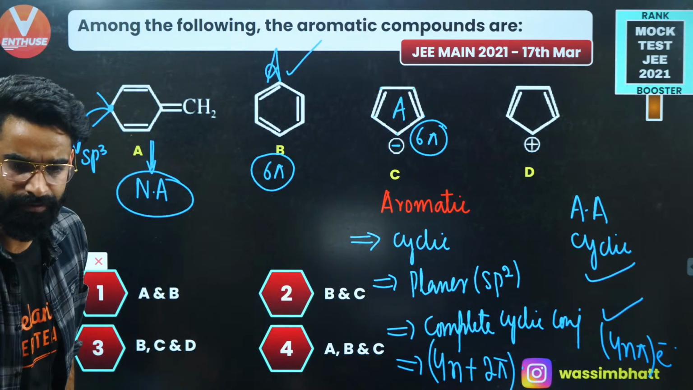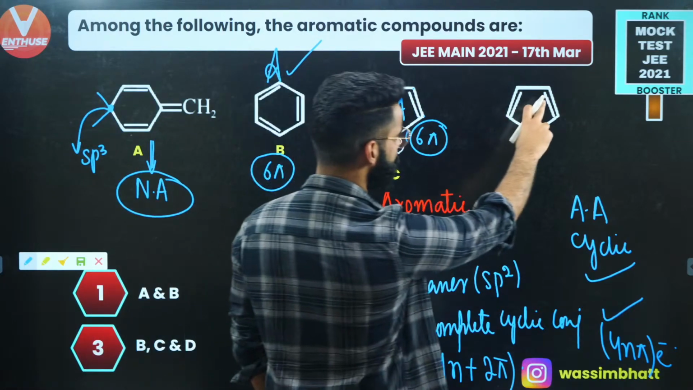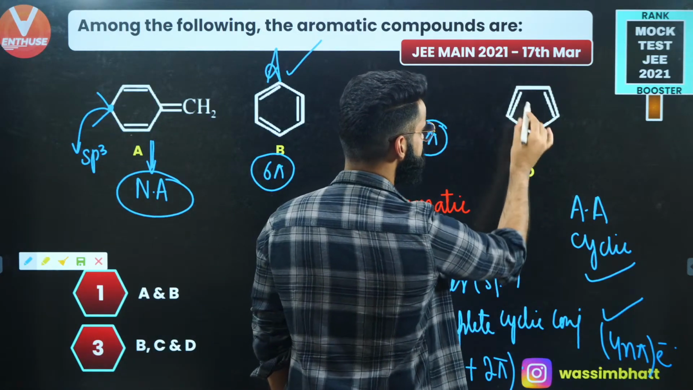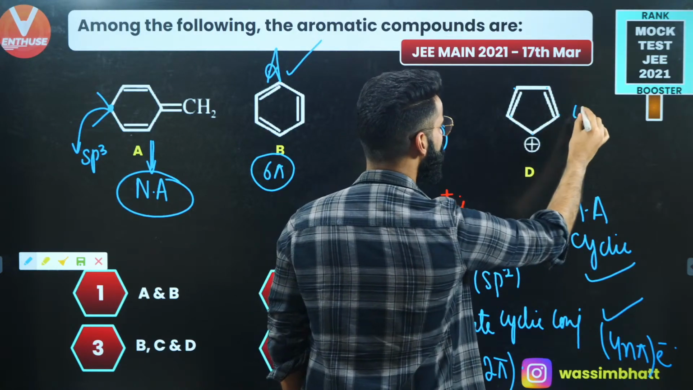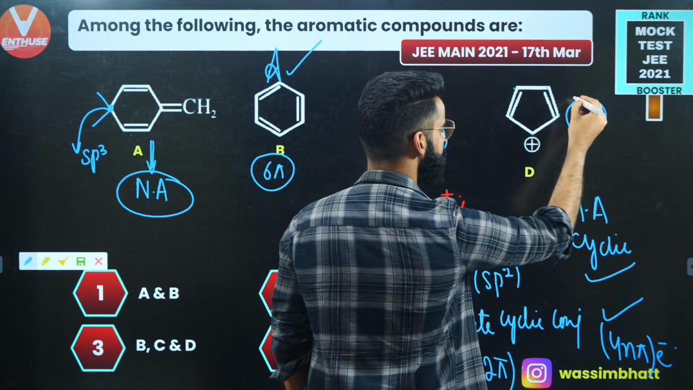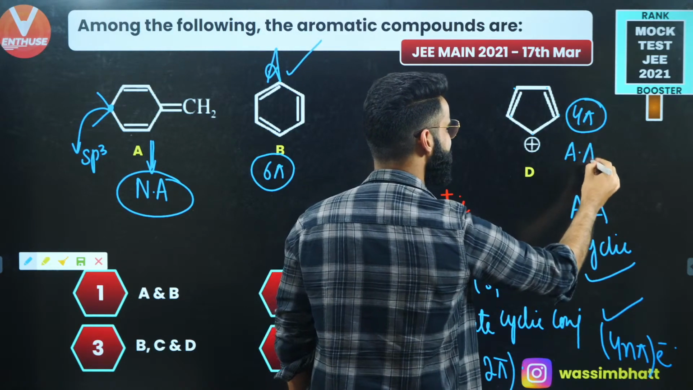Now what about the last one? If you look at the last one, every carbon first of all is sp2, so the molecule is planar, but there are only 4 pi electrons involved in the complete cyclic conjugation, due to which this molecule is going to be anti-aromatic.